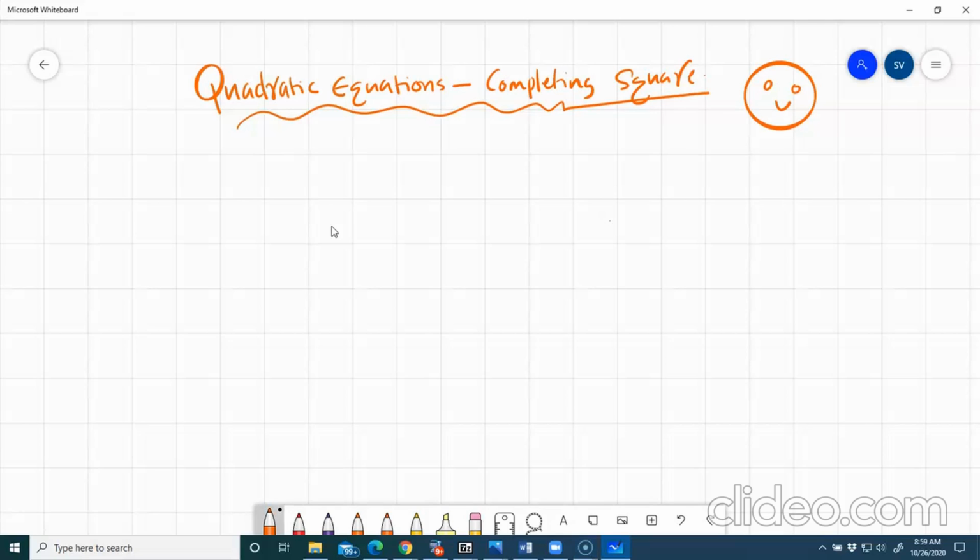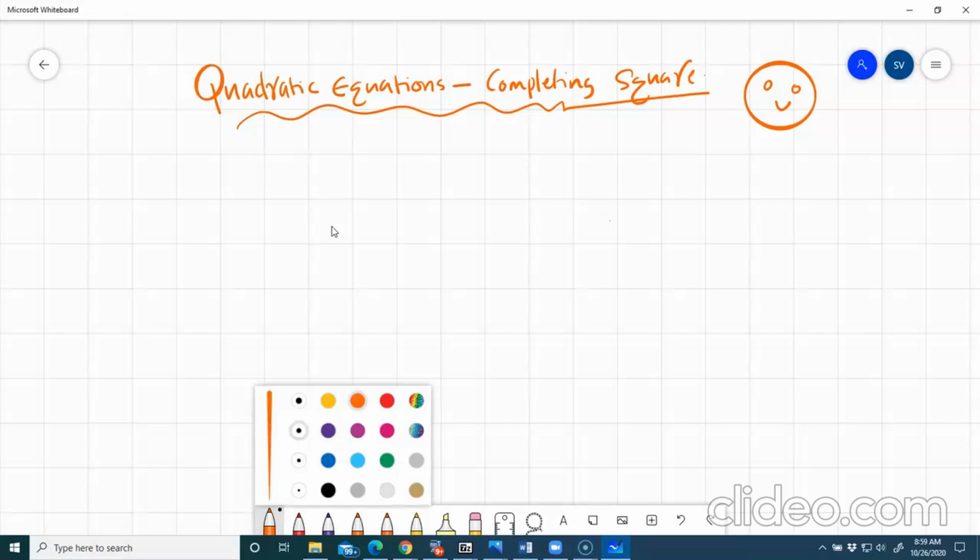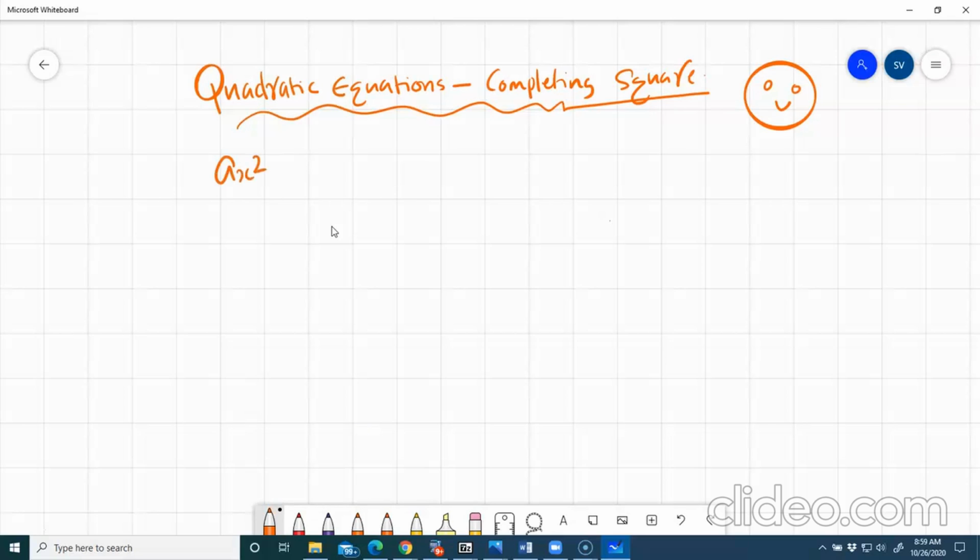you all know that the standard form of a quadratic equation is ax square plus bx plus c equal to 0. The condition is a not equal to 0. Keep that in mind. Okay.